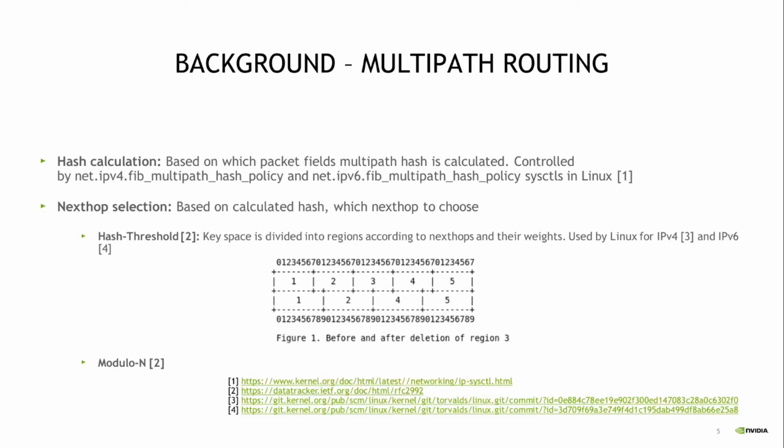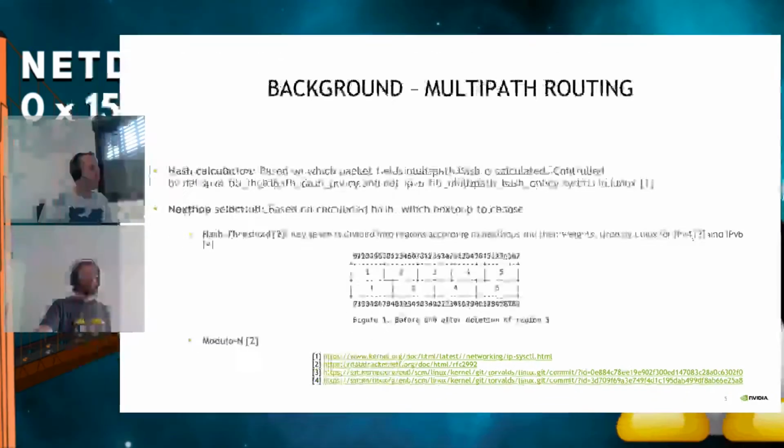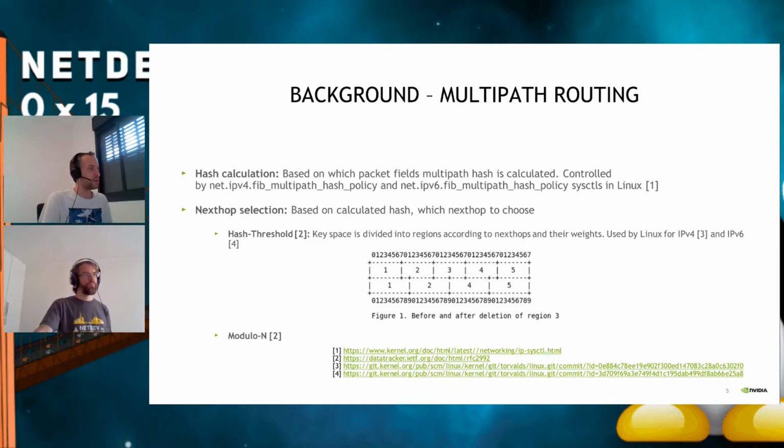The second NEXTHOP selection algorithm is called modulo n, where n corresponds to the number of NEXTHOPs in the group. And obviously, when the number of NEXTHOPs changes, then we are risking flows being rehashed into different NEXTHOPs. So this modulo n algorithm is more disruptive than the hash threshold algorithm. Next slide, please.